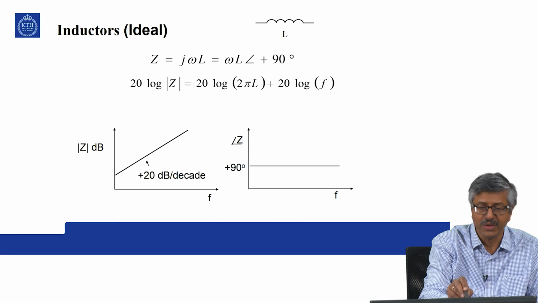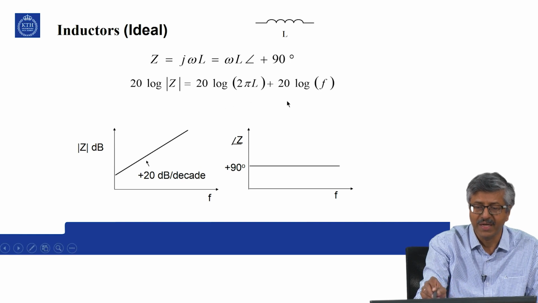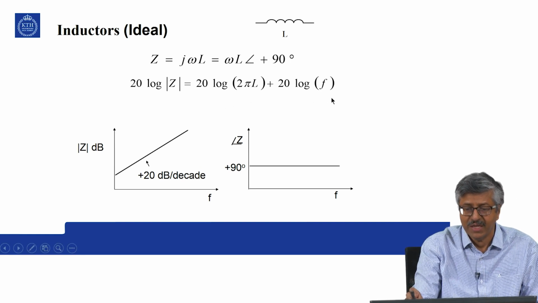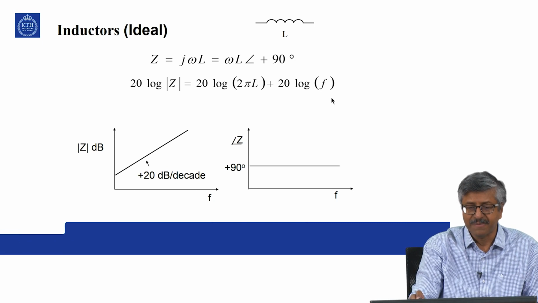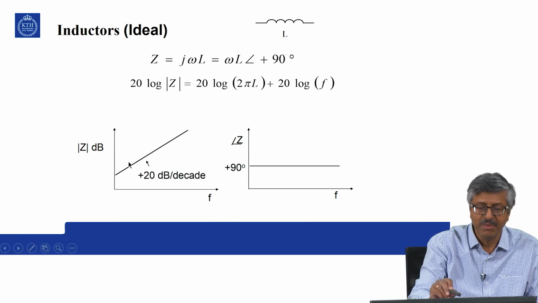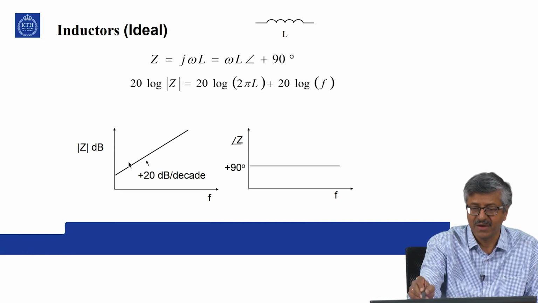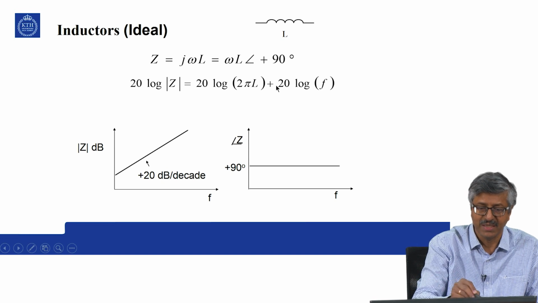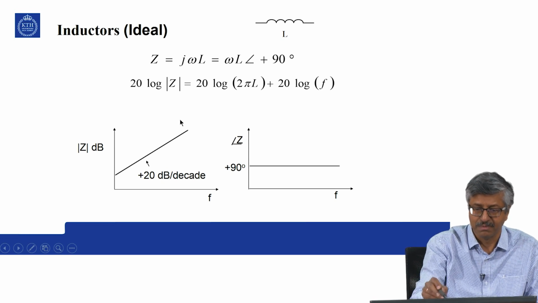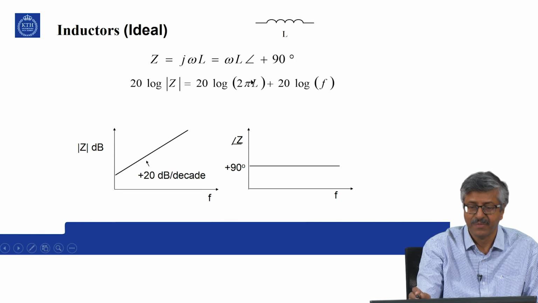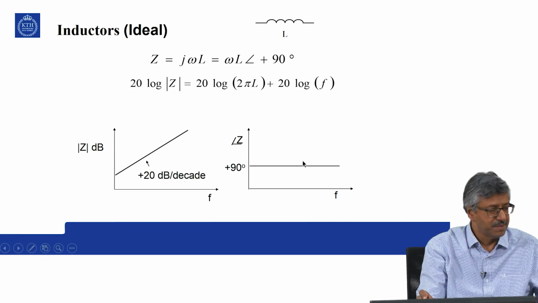So 20 log Z equals 20 log 2 pi L plus 20 log F. So you see that it is a 20 dB per decade increase in impedance: as the frequency increases 10 times, there is a 20 dB increase in impedance. The phase part is constant at 90 degrees. So this is the ideal inductor.